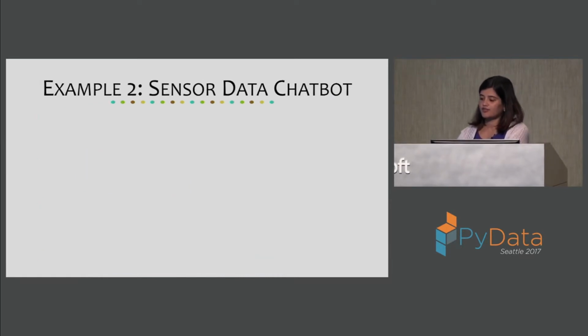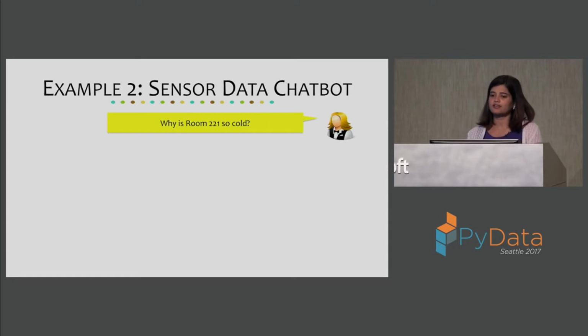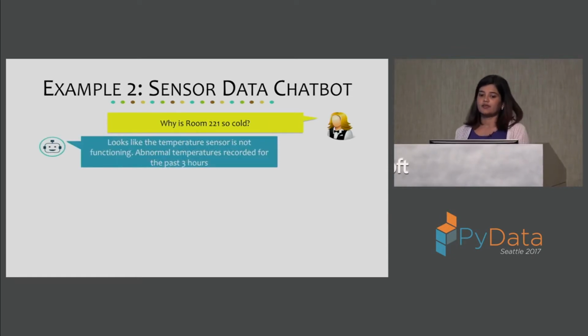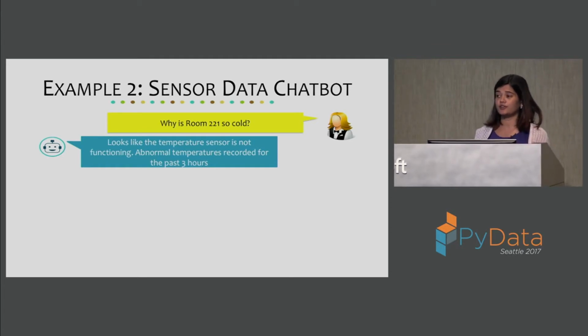Another example is for sensor data. Why is room 221 so cold? Looks like the temperature sensor is not functioning. Abnormal temperatures recorded for the past 3 hours. Abnormal temperatures, which means that temperatures should usually be within a certain range for human beings. And if it's not in that certain range, there's something wrong. And it's probably the sensor as opposed to the actual room being very cold or very hot.